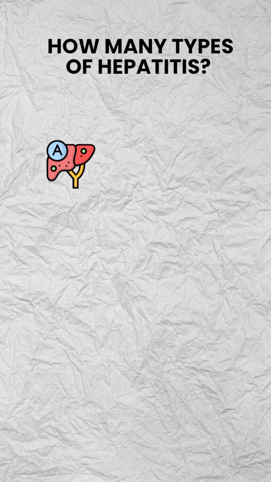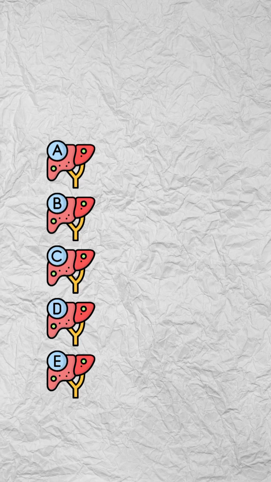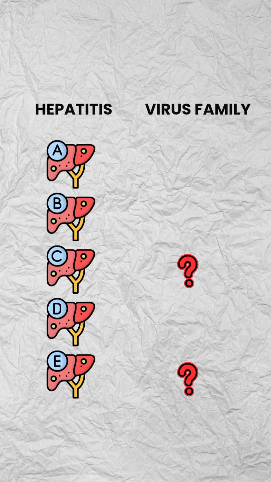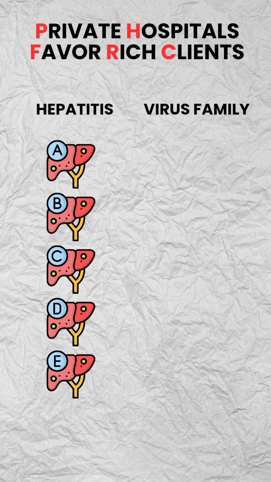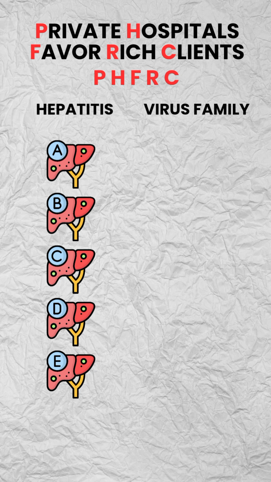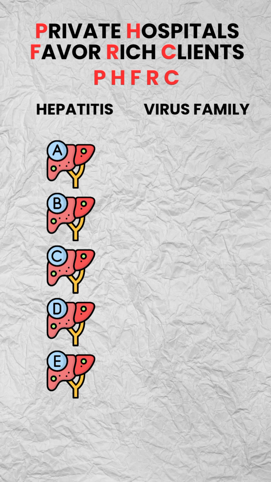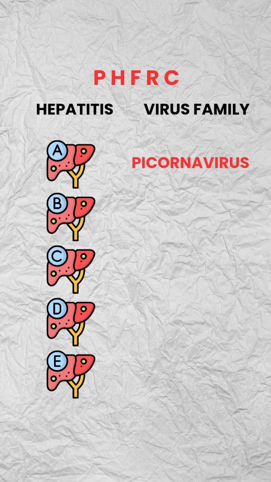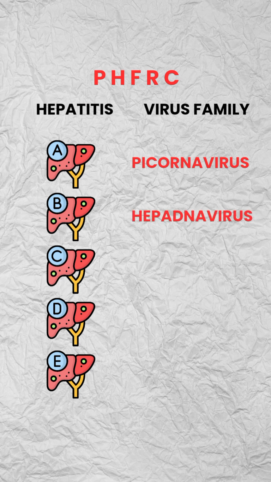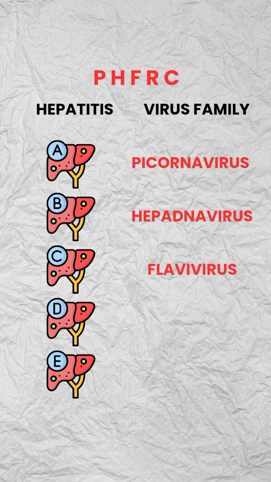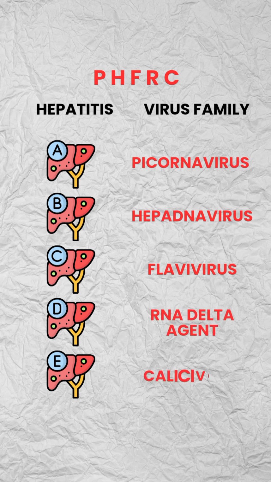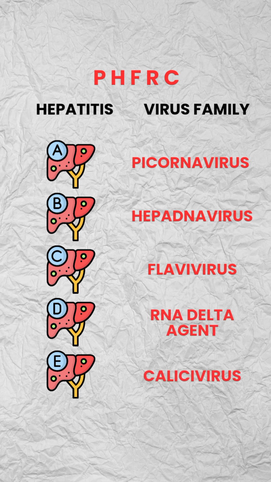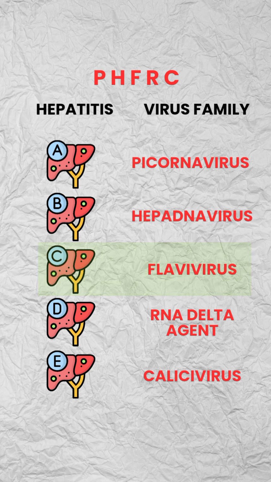We have A, B, C, D, and E. Now, if you struggle to remember which virus family each belongs to, here's a trick. Private hospitals favor rich clients to help you recall PHFRC. Hepatitis A belongs to the picornavirus family, B is from the hepadnavirus family, C belongs to the flavivirus family, D is classified as RNA delta agent, and E comes from the calicivirus family. Since the question specifically mentions RNA flavivirus, we know our patient has hepatitis C.